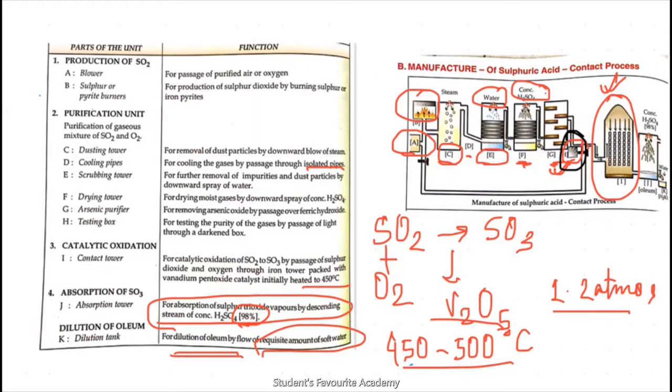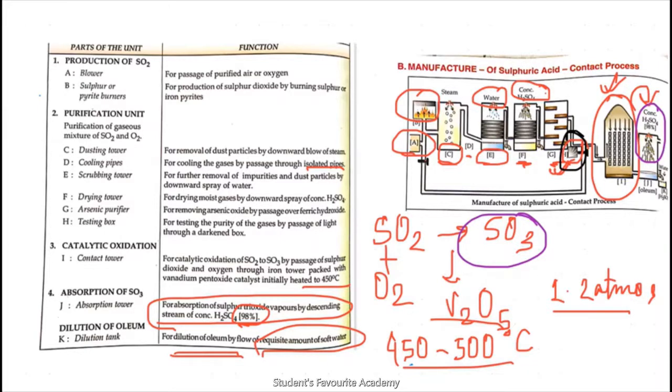Now once it is converted to sulfur trioxide, children, this is passed to the absorption tower. If you can see, this particular tower is called the absorption tower. What is happening here, children? Whatever SO3 has been prepared, the vapors of this are being absorbed by a stream of concentrated sulfuric acid. Why are we pouring it? Because I am absorbing whatever vapors are there by passing the concentrated sulfuric acid.